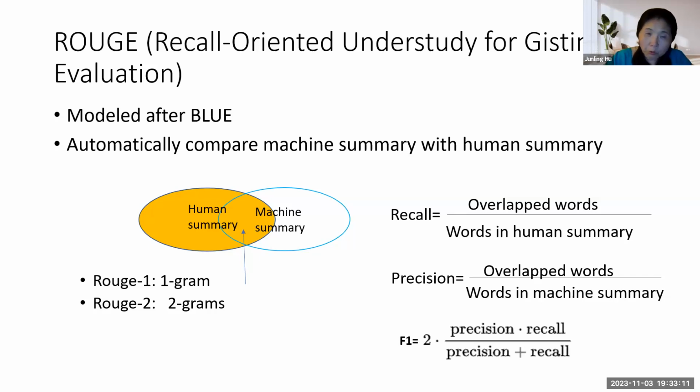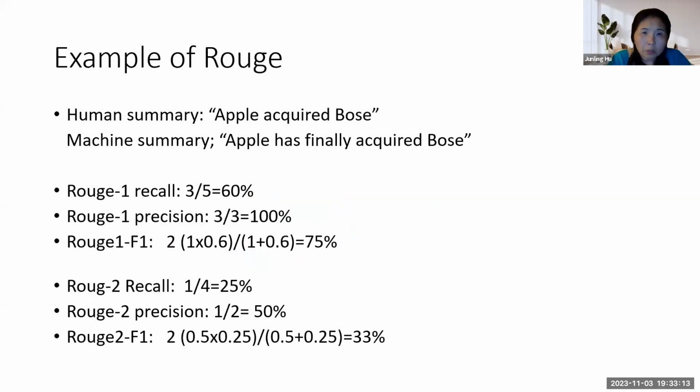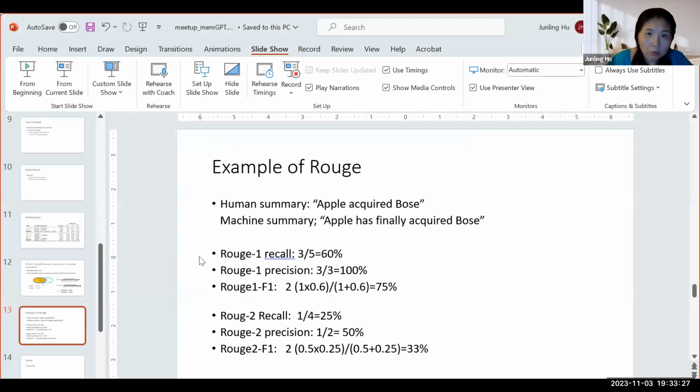Let me give you an example. If we have a human summary that says Apple acquired both, a simple summary. And the machine's generated summary is longer.